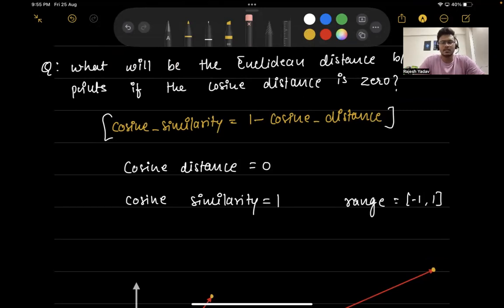Hi, my name is Rajesh Yadav, and today I'm going to discuss the Euclidean distance and the cosine distance. So, our question is what will be the Euclidean distance between 2 points if the cosine distance is 0?